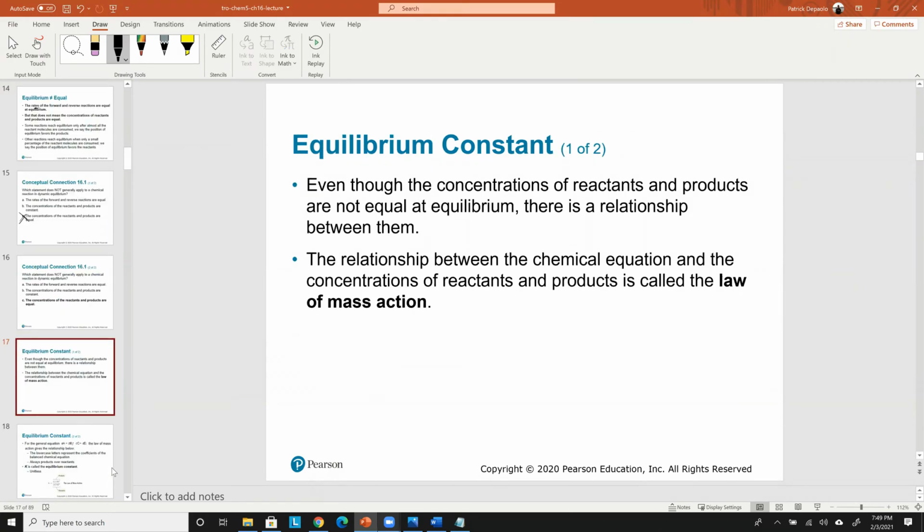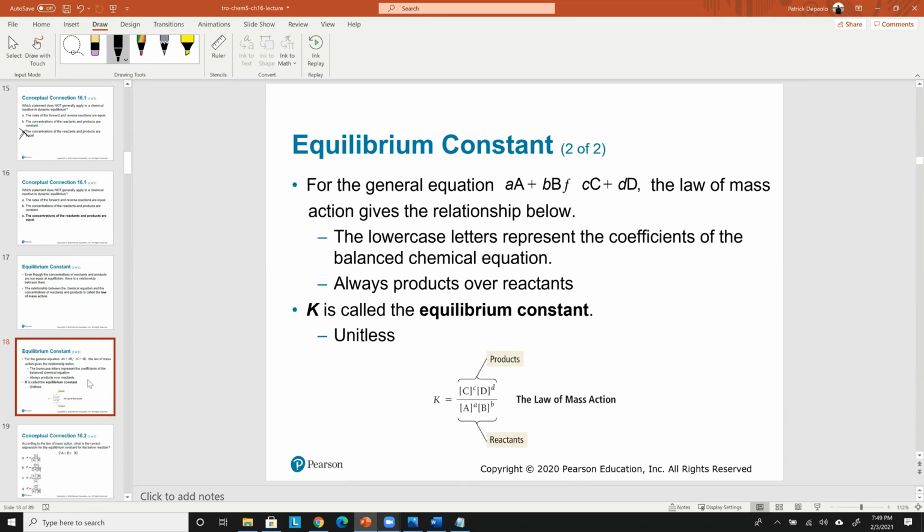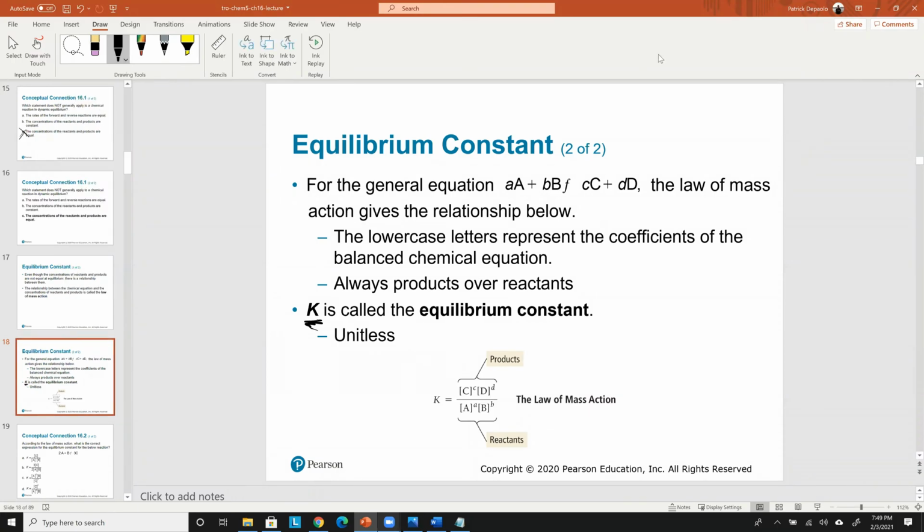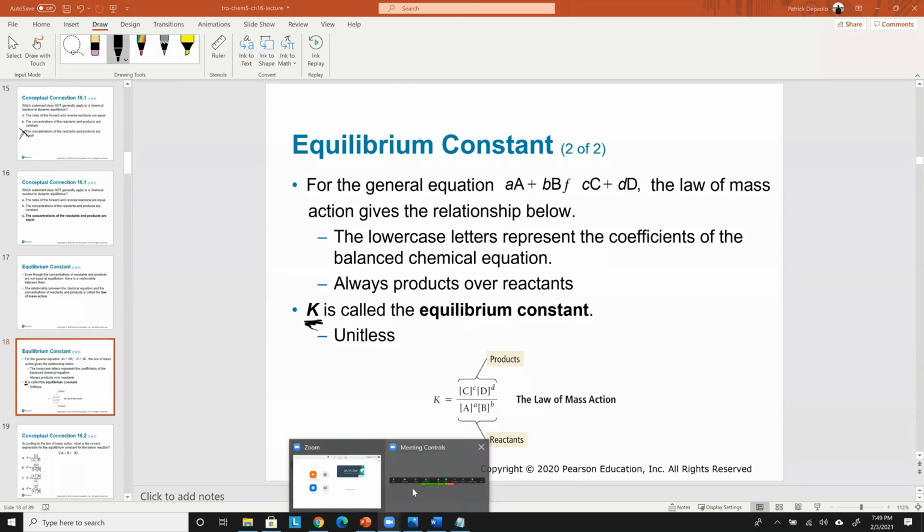Okay, so the law of mass action, that basically just means it's a definition, meaning the products over reactants. But let's just skip to what the equilibrium constant, this infamous capital K, means. So here's capital K. It's the equilibrium constant, and it's different than the rate constant, lowercase k.